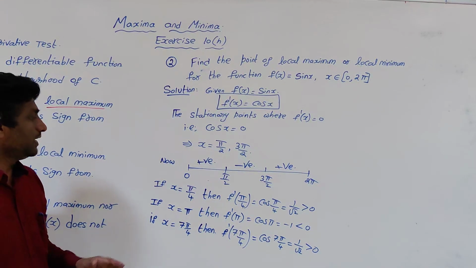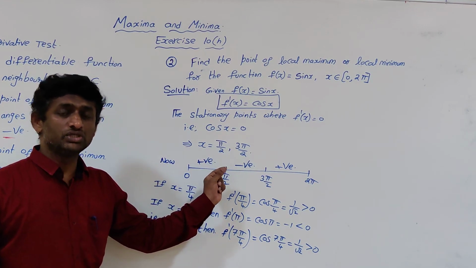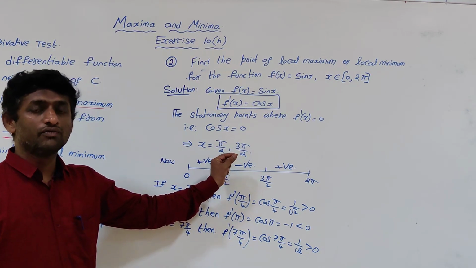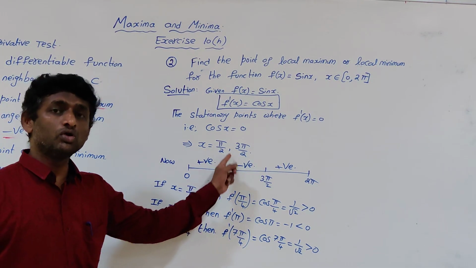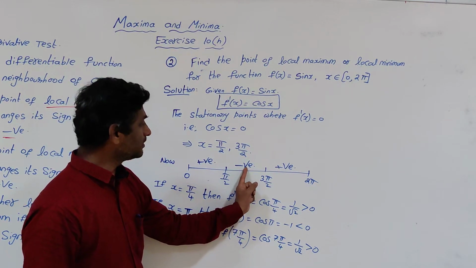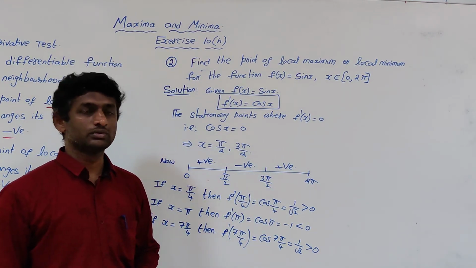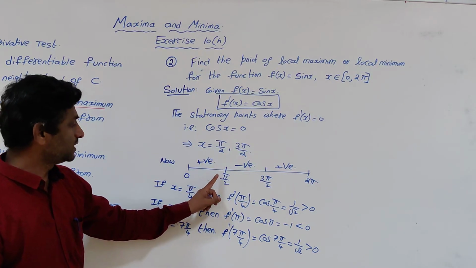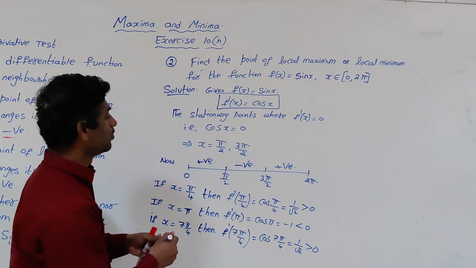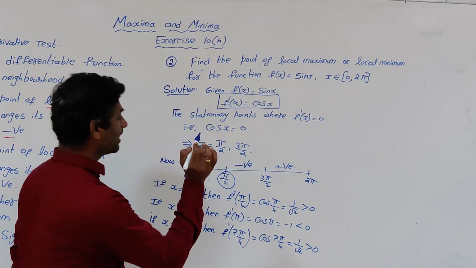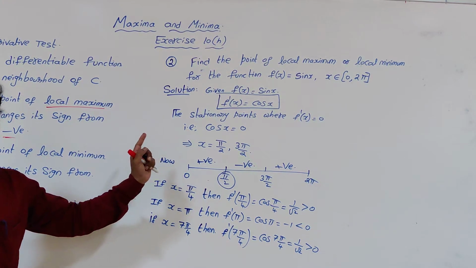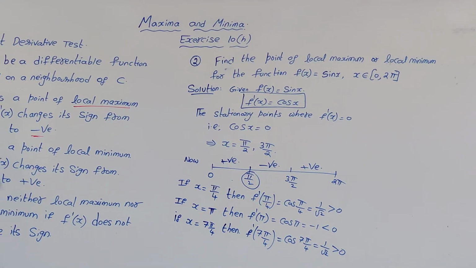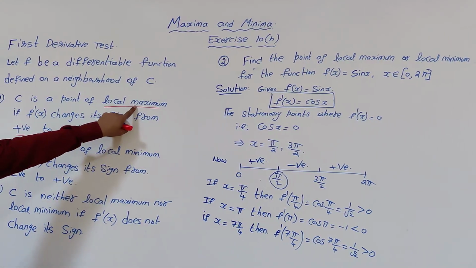Now what we can conclude is there is a change in the sign from positive to negative at x equal to pi by 2, and there is one more change in the sign from negative to positive at 3 pi by 2. So as there is a change in the sign from positive to negative at x equal to pi by 2, what we can have is local maximum or local minimum. Yes, it has a local maximum. See the condition of the first one: positive to negative means it has a local maximum.